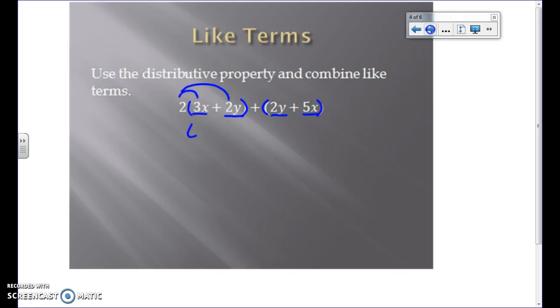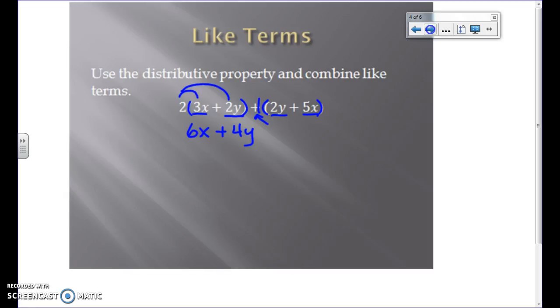2 times 3x is 6x, and 2 times 2y is 4y. Now, because there's still an operation in the parentheses, I'm not allowed just to drop the parentheses off. I also don't see a number or a coefficient in front of the parentheses, but there really is one if I want there to be. I know that if I multiply 1 times everything in the parentheses, they'll still be the same.